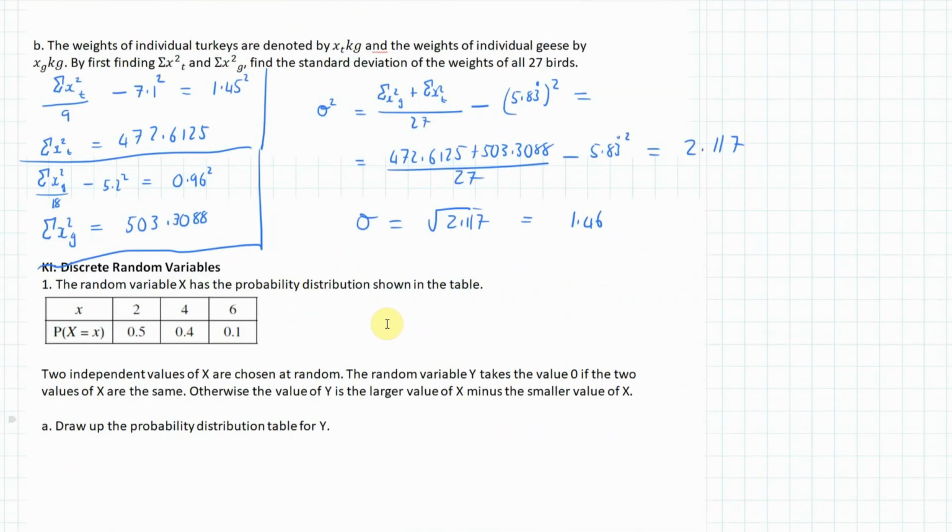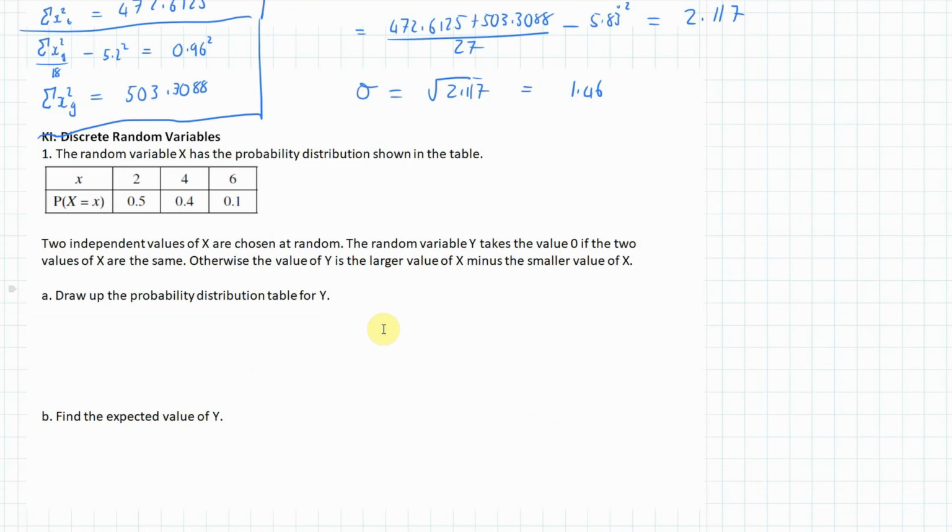Done and dusted. Discrete random variables. Okay, so probability. 2 independent values of x are chosen at random. The random variable y takes the value 0 if the two values of x are the same. Otherwise, the value of y is the larger value of x minus the smaller value. I'm going to draw up a probability distribution table.